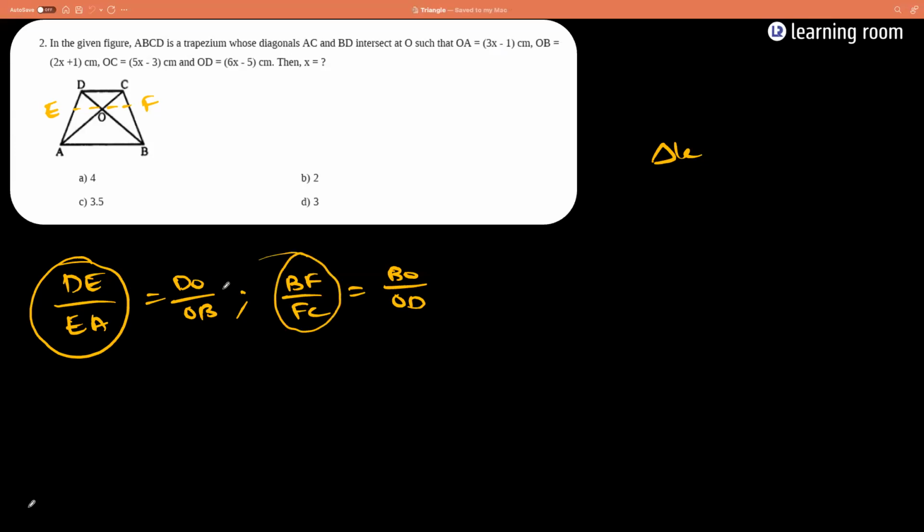So what will we do? What are you saying? What do you want to take? Sir, we need to take the line OF parallel to AB. So you will take AO by OC is equal to BO by OD. Yes, sir. That's it. So when you take these two, are you getting a quadratic equation?